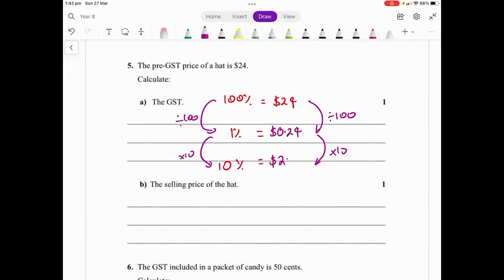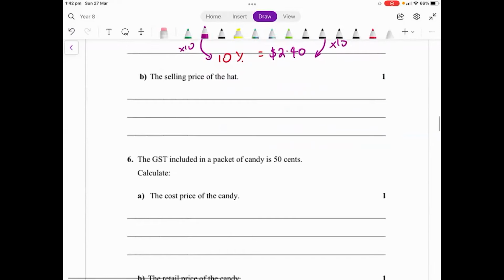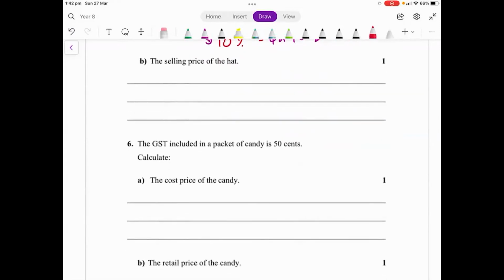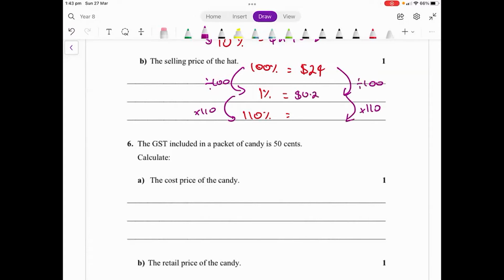Question B says to find the selling price. So once again, you start with 100% because that's the pre-GST price. So 100% equals $24. This time you're finding 110%. So use the unitary method, divide by 100, multiply by 110, that gets you $26.40. Alternatively, if you just did $24 plus $2.40, that also works.